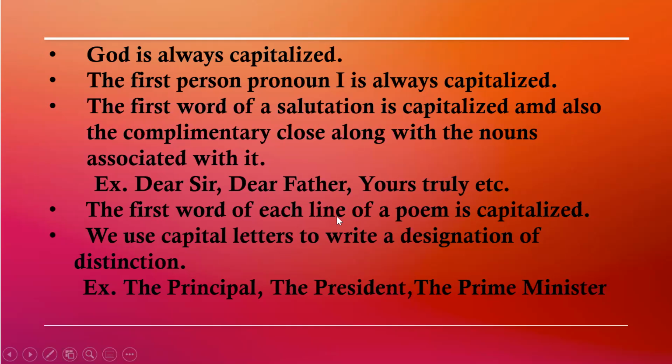Also, the first word of each line of a poem is capitalized generally. Generally, it is capitalized, but suppose the first line of a poem has not ended and it goes into the second line, then every line may not begin with a capital letter. Suppose I say, all things bright and beautiful. Second line, all creatures great and small. So all things bright and beautiful is a complete line. So the next line will also begin with a capital letter. All creatures great and small will also begin with a capital A.